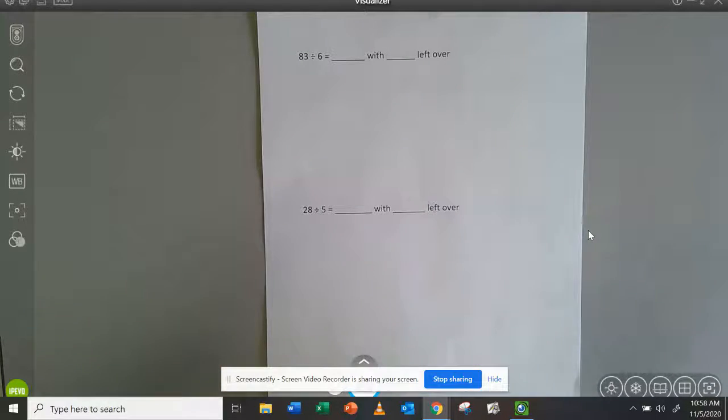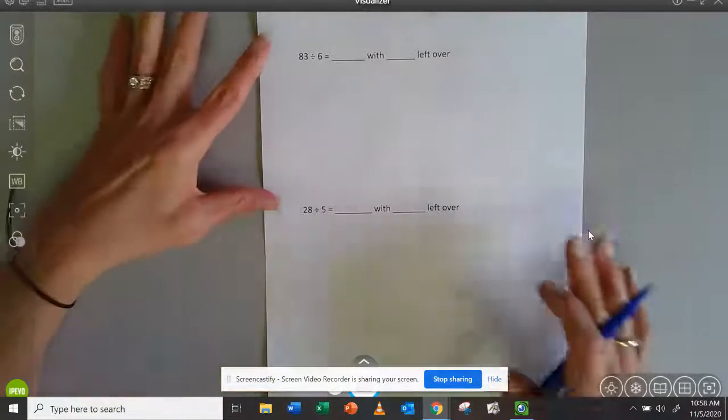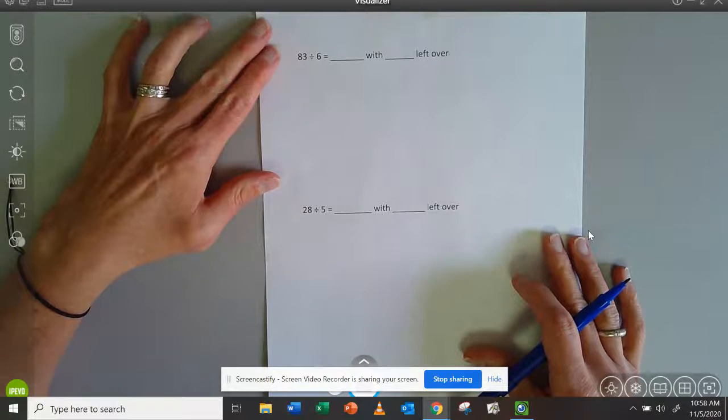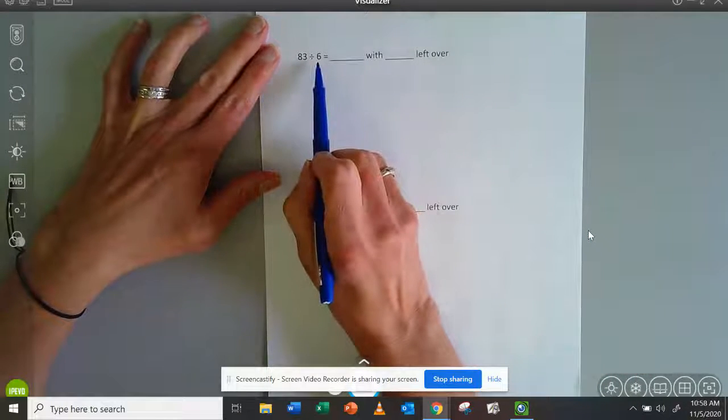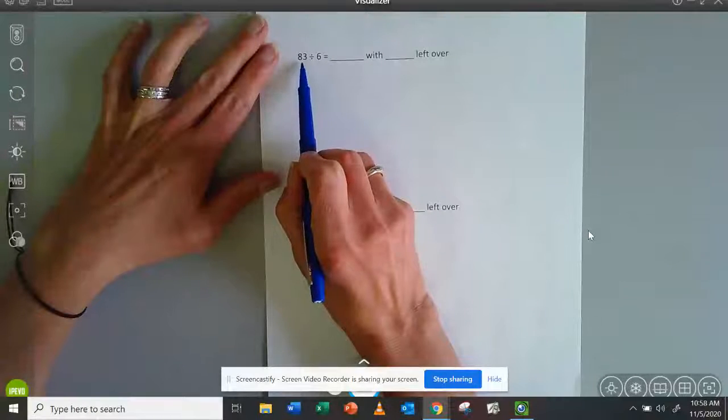is like 12 times 12. So like 6 times 12. So what I need to do is I need to see how many groups of 6 can go into 83. And I need to get as close to 83 as I can without going over.